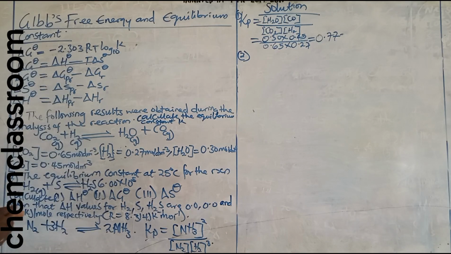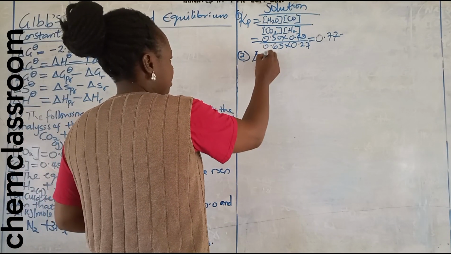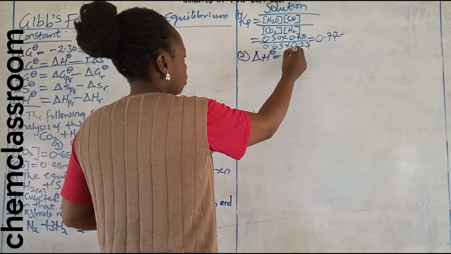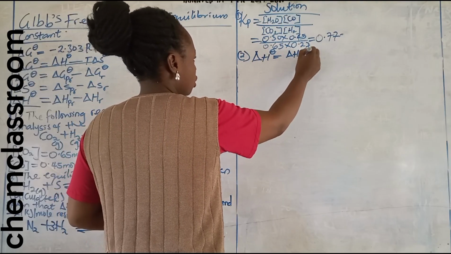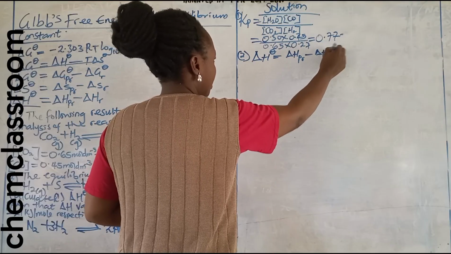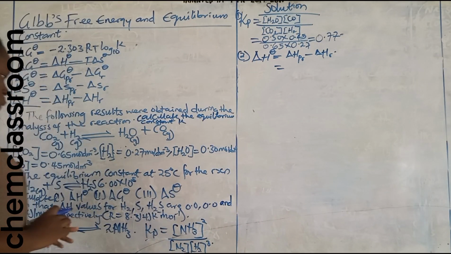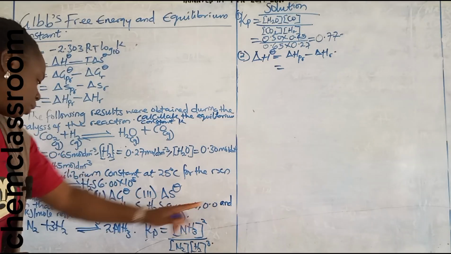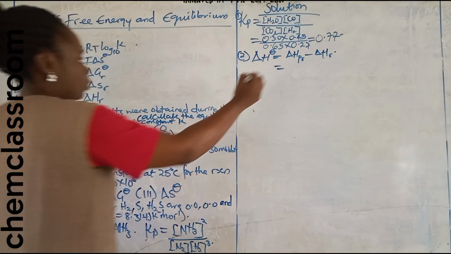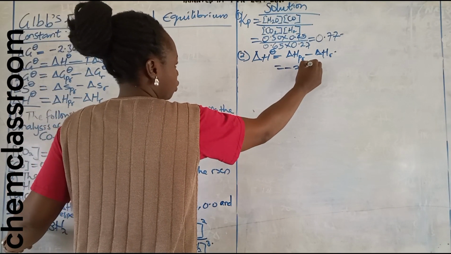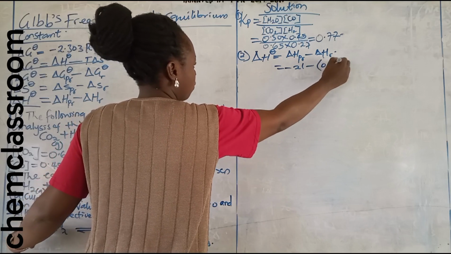But for this question, we are being given values for the delta H for the product and the reactant. So we are going to use this first formula for the delta H. We are going to deduct the reactant from the product. So I'm going to have the standard delta H equals delta H product minus delta H reactant. The delta H product was given respectively 0, 0, 0 and minus 21. So minus 21 is the product, minus 0 plus 0.